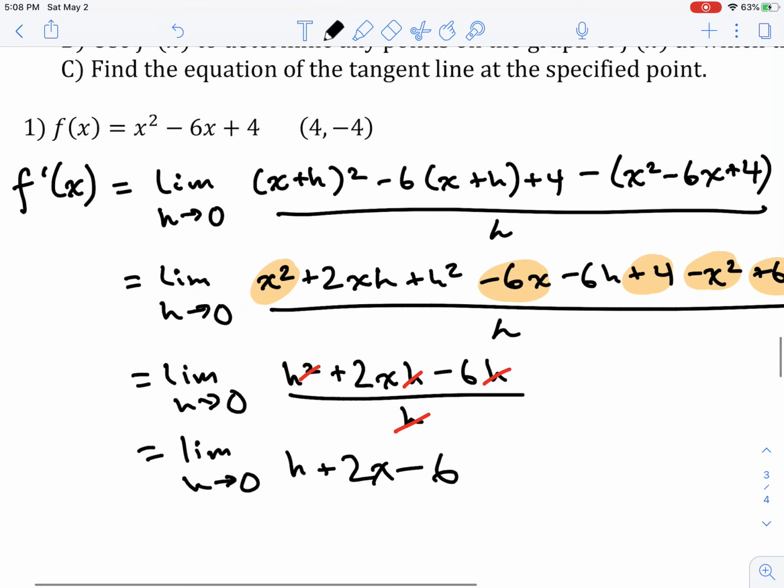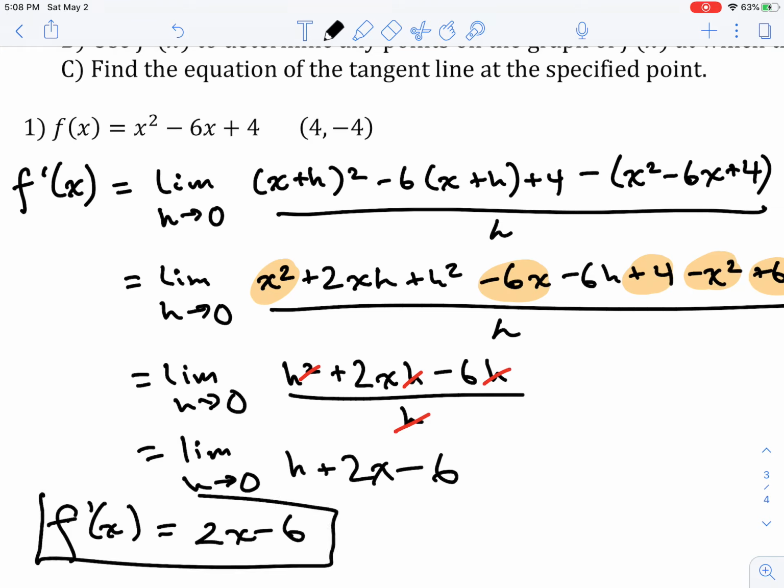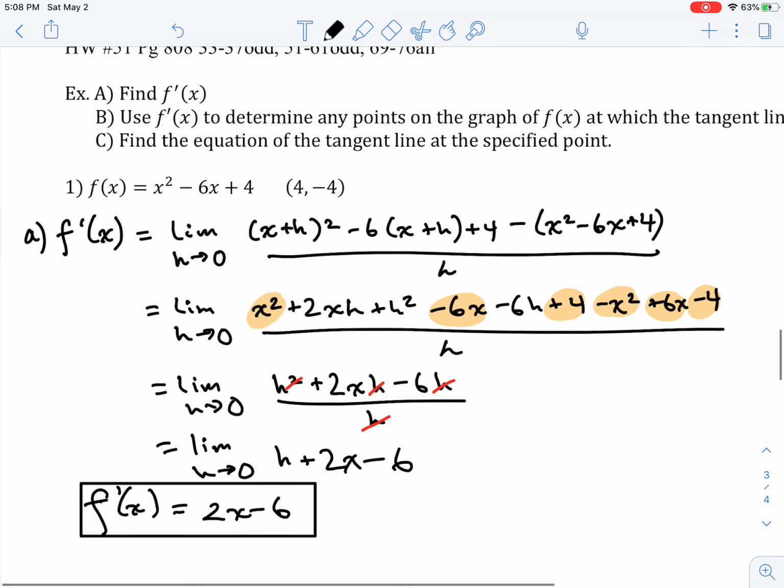So now we're ready to actually find the limit. So what is the limit of this expression as h approaches 0? Well, when h approaches 0, effectively h is 0, we're left with 2x minus 6. So there's our derivative. All right, our derivative, f prime of x, is 2x minus 6. Okay. All right, so now that we have our derivative, let's move on to part B.